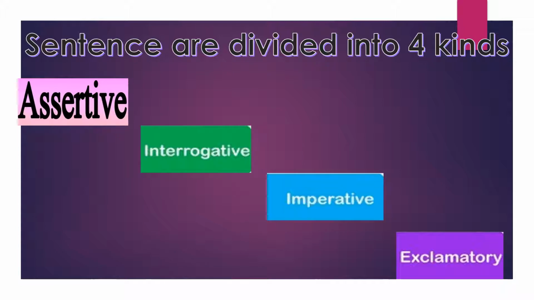There are four kinds of sentences. Assertive sentence. An assertive sentence expresses a statement to tell a fact and always ends with a full stop. Interrogative sentence. An interrogative sentence or question asks about something or someone and always ends with an interrogation mark, that is, a question mark.